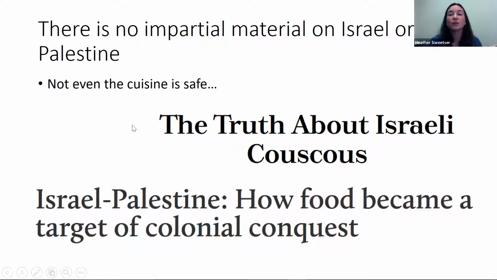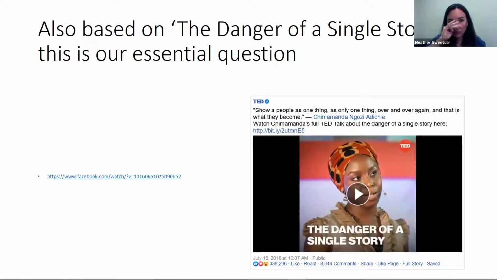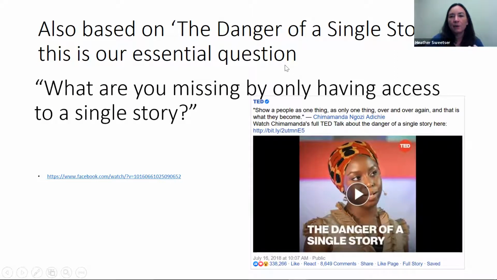And there's no impartial material on Israel or Palestine. Not even the cuisine is safe. You can't even talk about food in this region without it becoming politicized. Here are just a couple of headlines I've grabbed: how food became a target of colonial conquest, and the truth about Israeli couscous. Everything we read is biased, everything. So my essential question is the danger of a single story. What are you missing by only having access to a single story?